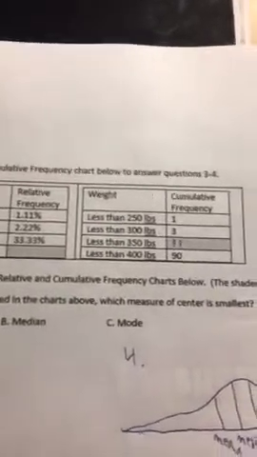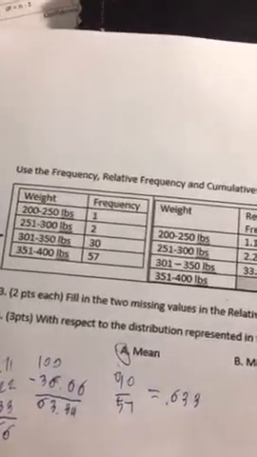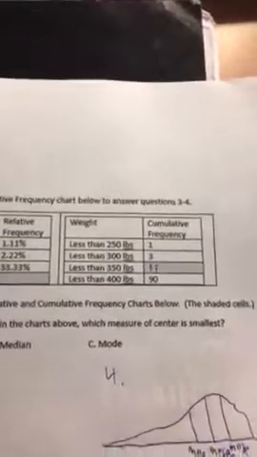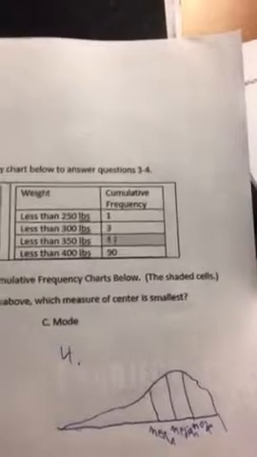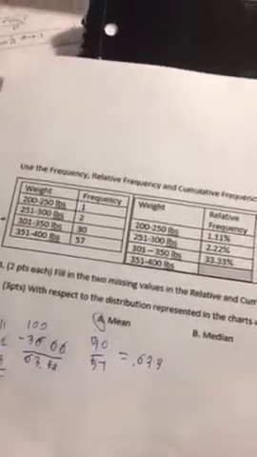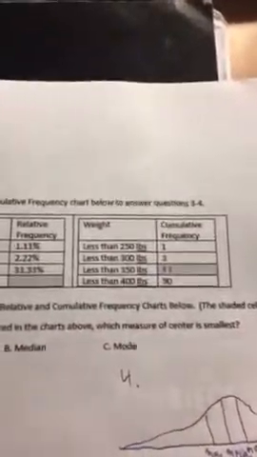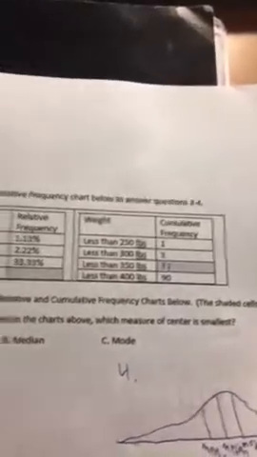So if you look at what we have in the bin that says less than 350 pounds, you have 30. So you're just going to add 30 to what you had before, which is 3, and you should get 33. Another way to check your work is to go back and look at the last bin, 351 to 400 pounds, which is 57. If you add 33 to 57, you get 90, which is what we have at the end there.